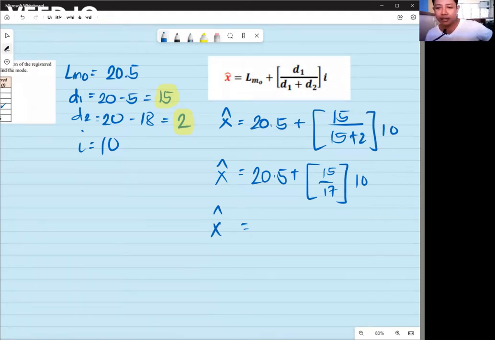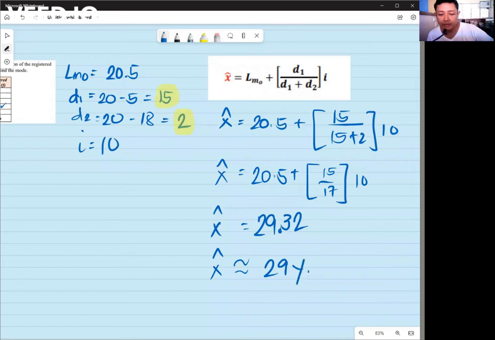So the answer here, I'm waiting for the rest to type their answer. The answer here is very good. That's 29.32. So therefore, if we get the approximate of this, it's 29.32, or the mode is approximately equal to 29 years old.